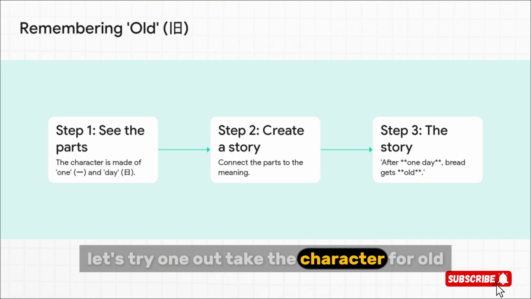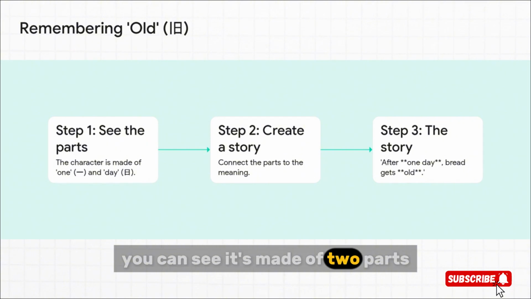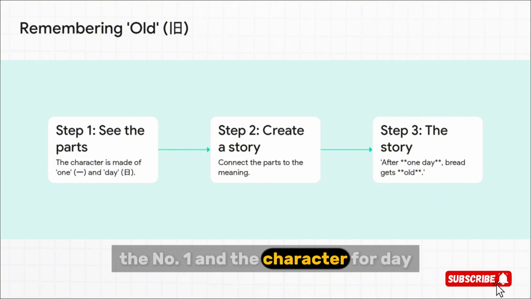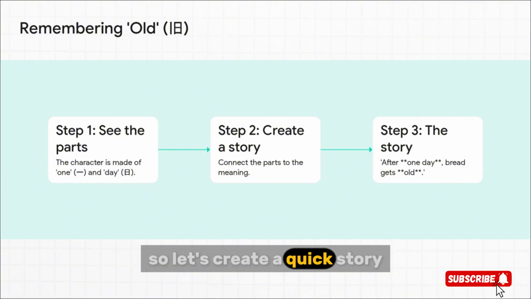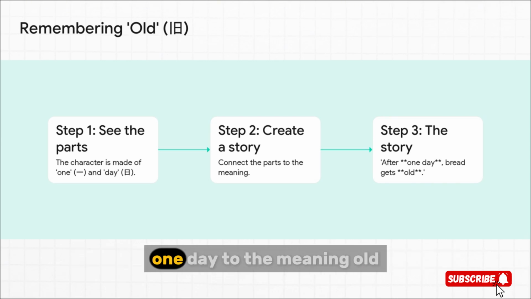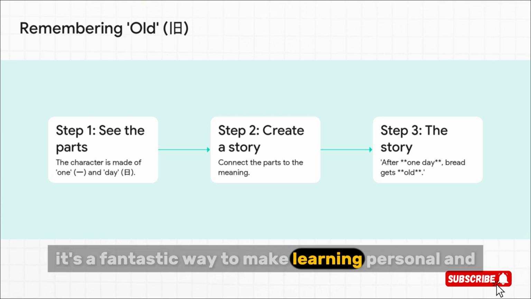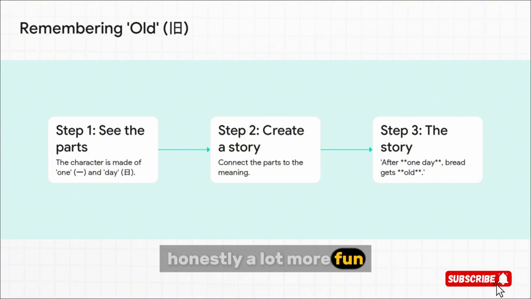Take the character for old, which is Q. If you look closely, you can see it's made of two parts, the number 1 and the character for day. So let's create a quick story. How about, after just 1 day, bread starts to get old? Boom! That silly little sentence connects the parts, 1 day, to the meaning, old. And you can do this for any character that gives you trouble. It's a fantastic way to make learning personal and, honestly, a lot more fun.